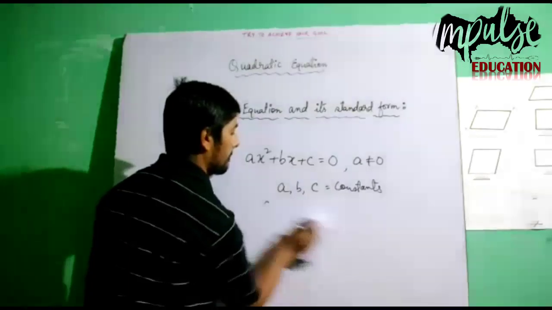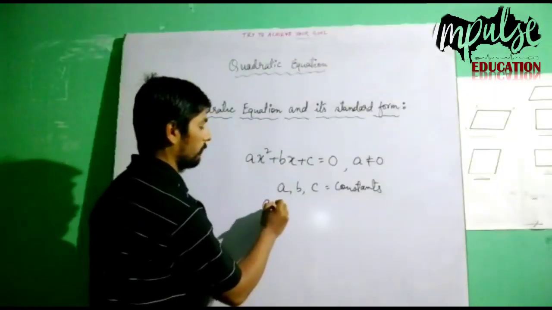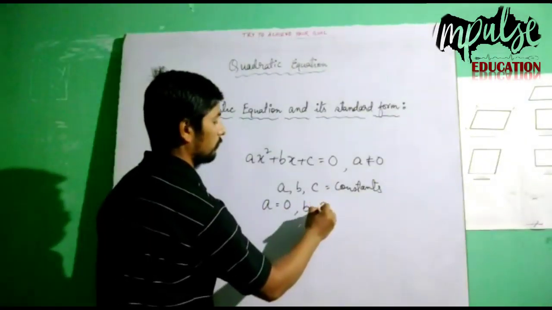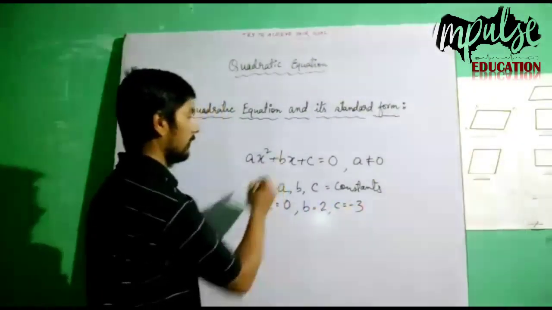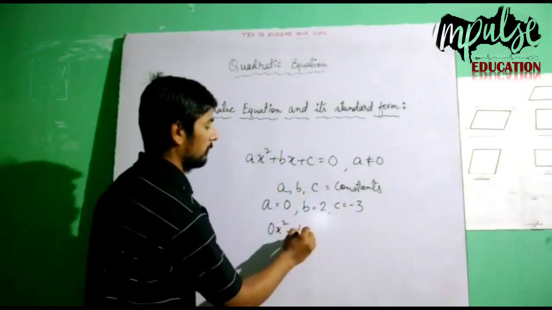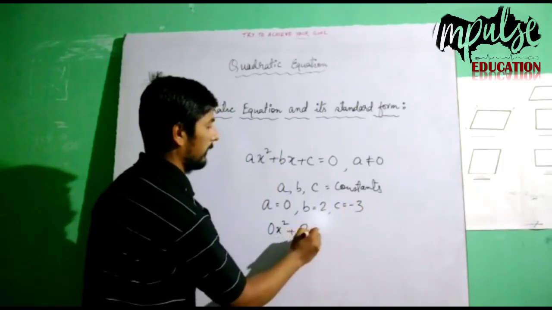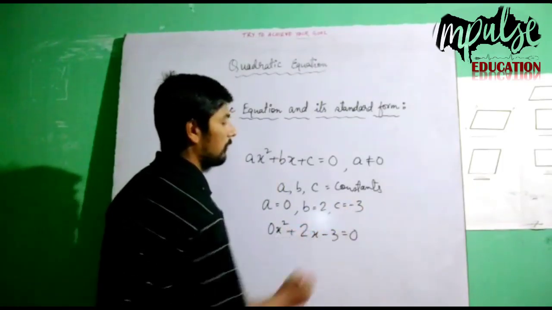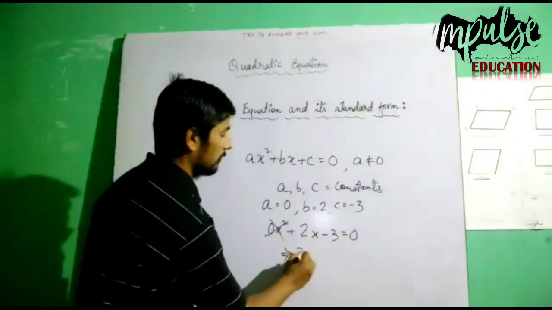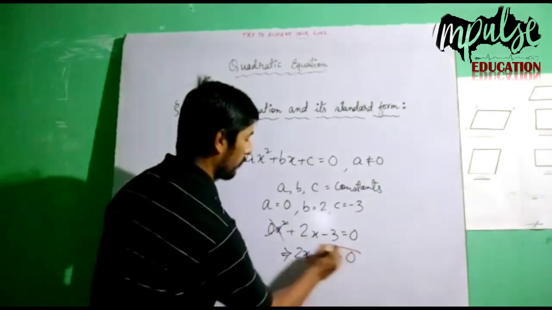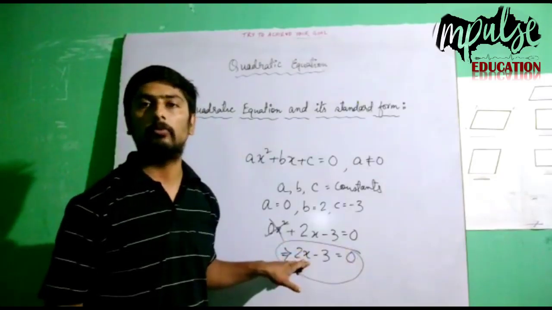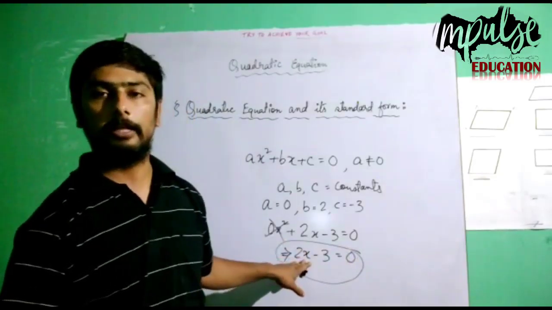Now let us think that the value of a is 0. Let us assume that the value of a is 0, b is equal to 2 and c is equal to -3. Then what will this equation become? 0x square plus 2x minus 3 is equal to 0. So this will cancel. 0 into x square will be 0, which implies 2x minus 3 will be equal to 0. Now you can see in the equation we got, the highest power of x is 1. So this is no longer a quadratic, it is a linear equation.